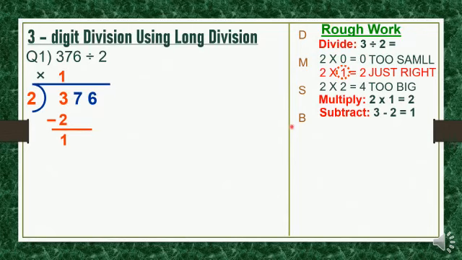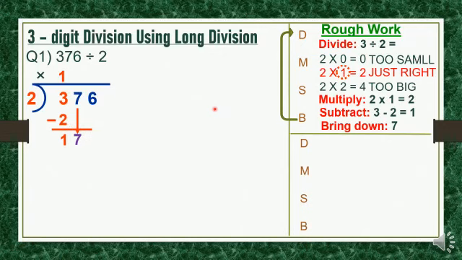What is the next number to bring down? It is a 7. So we need to bring down 7. So when we bring down 7, the new number becomes 17. So we have to repeat all the steps over again. So we start with divide. So we need to divide that 17 with 2.